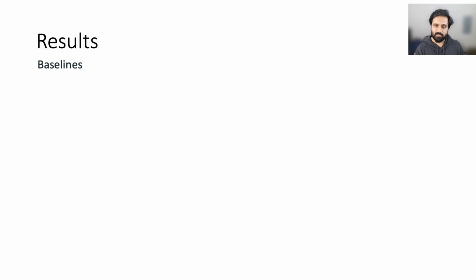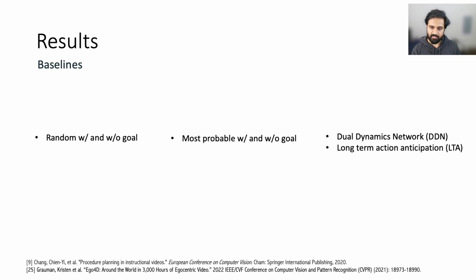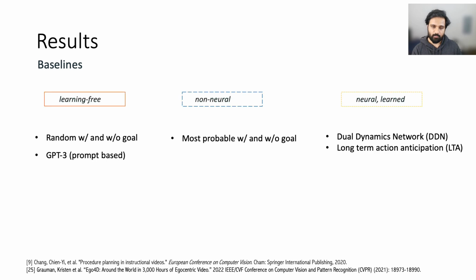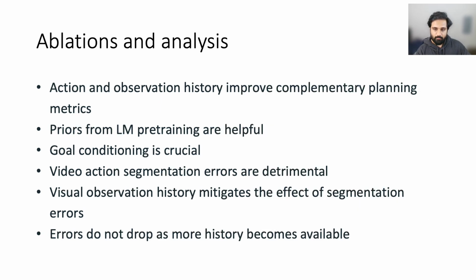We also introduce several baselines for the task of visual planning. These include heuristic baselines, baselines created by adapting models from procedural planning and long-term action anticipation literature, as well as purely prompt-based baselines like the ones that use GPT-3. Together, these baselines span several modeling paradigms. The heuristic baselines demonstrate the difficulty of the task, and we find that VLAMP outperforms all the baselines with large margins. We also perform extensive ablations and analysis that reveal several interesting observations.